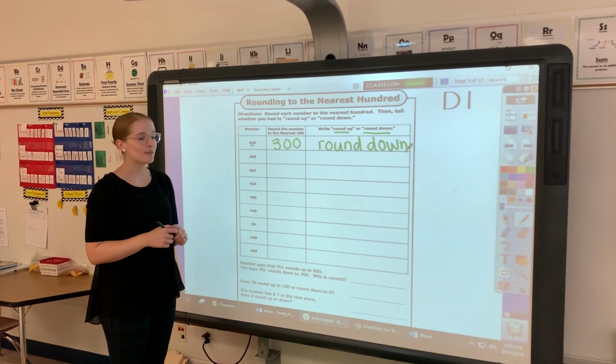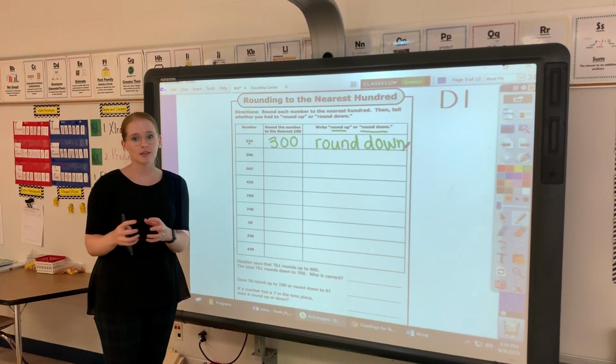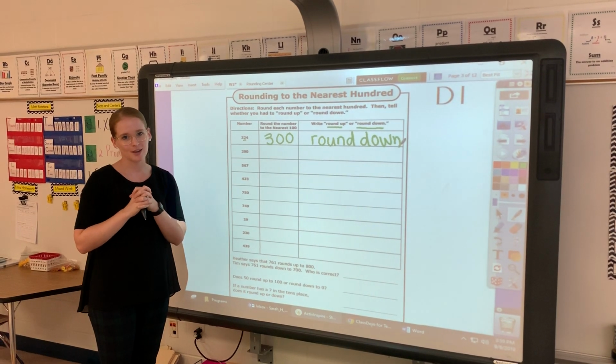Please make sure that you're thinking about rounding to the nearest 100 and looking in the tens place when doing homework this week. Thanks.